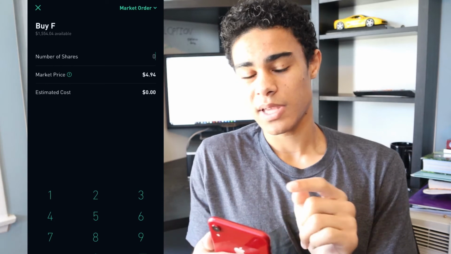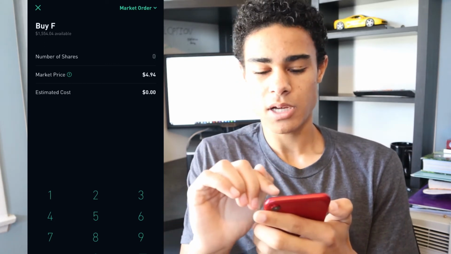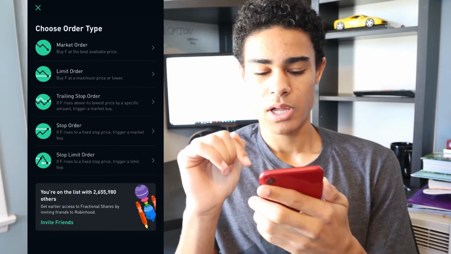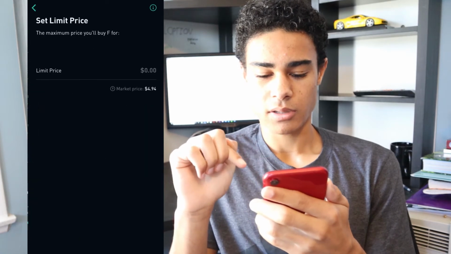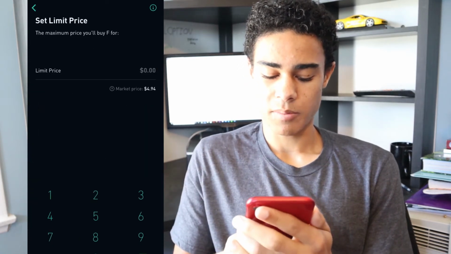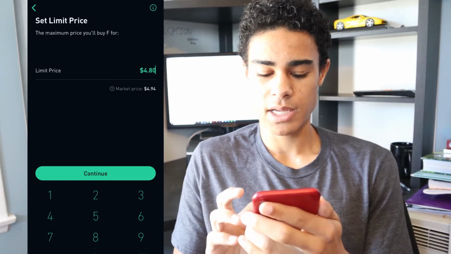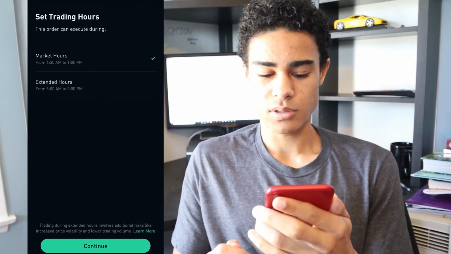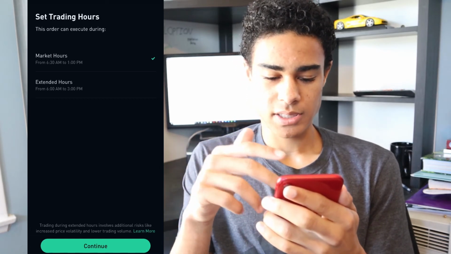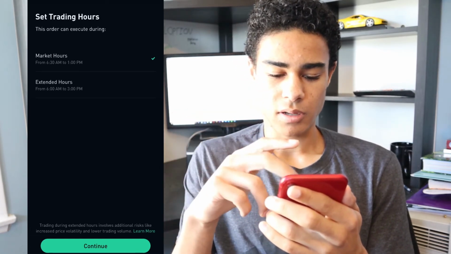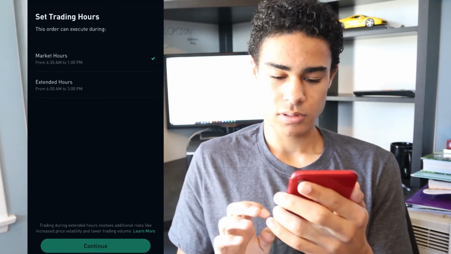So what you can do, they don't make it too, it's pretty nonchalant on this app, but you can go to that top right and say market order, and then you can go ahead and do a limit. So this limit order right here, I could click that and I could select how much I want to buy. So let's say I only want to buy the stock if it's below $4.80. Then I go ahead and click continue, and it asks me, do I want to do it for the market hours or for the extended hours? Let's just say I choose market hours, and I hit continue.